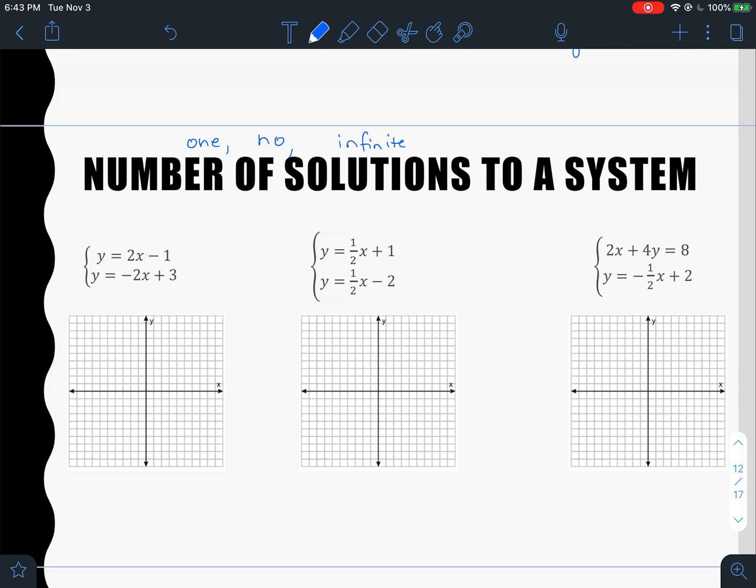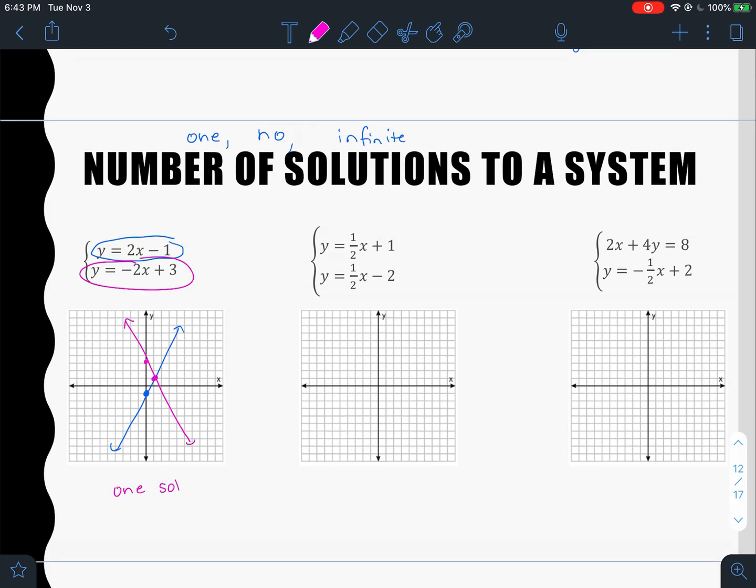So let's go through what each of those would look like on a graph. So y equals 2x minus 1. We would start at negative 1 and then go up 2/1. That would be my first line right here, y equals 2x minus 1. And then the second line would be, we would start at positive 3, and then we would go down 2/1. And then there would be my second line.